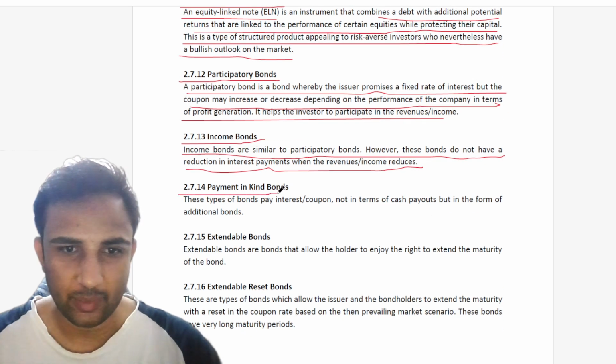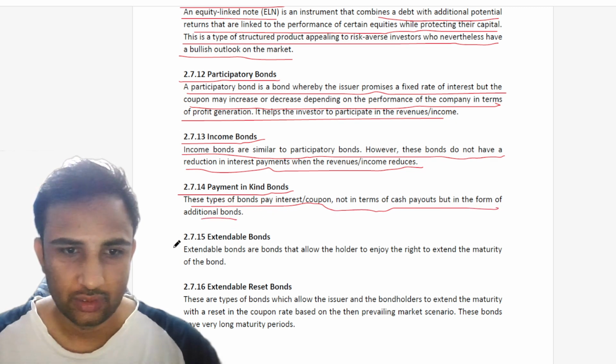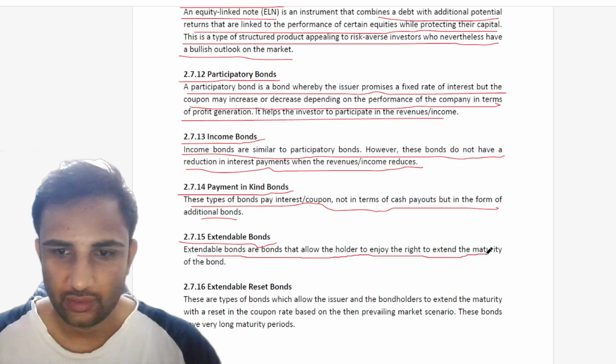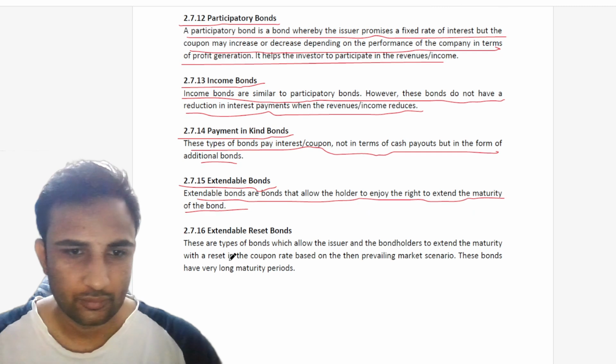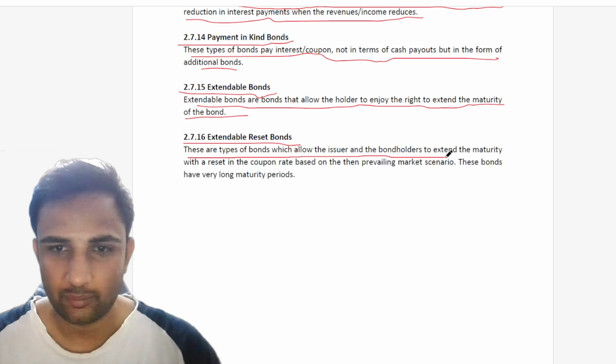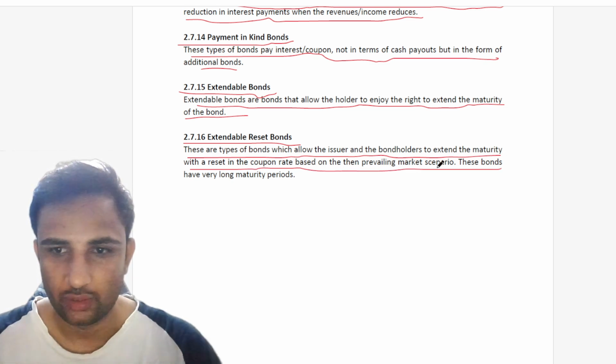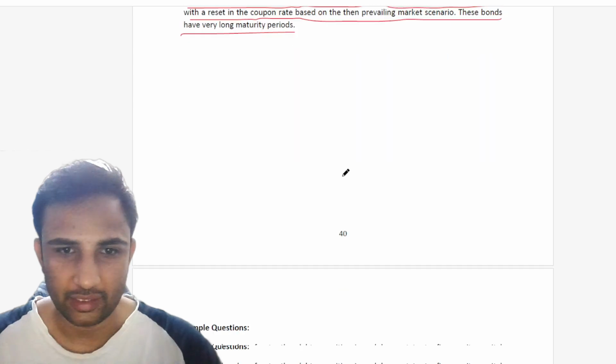Chapter 2.7.14 Payment in Kind Bonds. These types of bonds pay interest or coupon not in terms of cash payouts but in the form of additional bonds. Chapter 2.7.15 Extendable Bonds. Extendable bonds are bonds that allow the holder to enjoy the right to extend the maturity of the bond. Chapter 2.7.16 Extendable Reset Bonds. These are types of bonds which allow the issuer and the bondholders to extend the maturity with a reset in the coupon rate based on the then prevailing market scenario. These bonds have very long maturity periods.